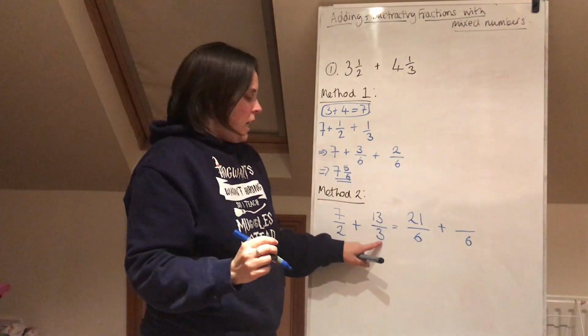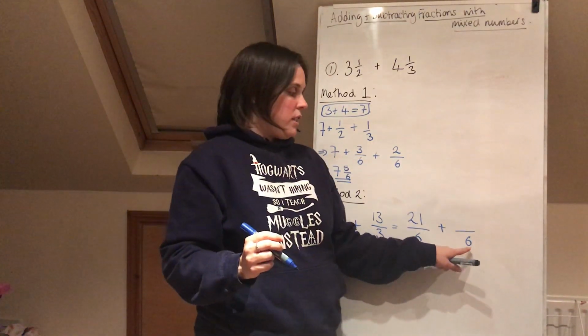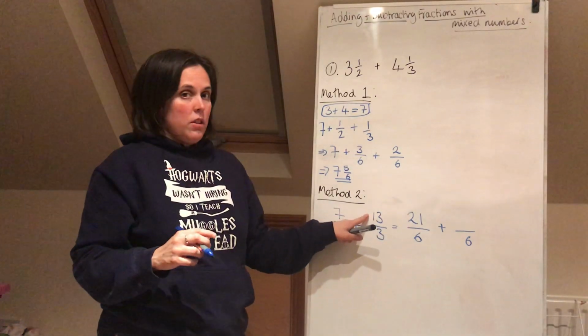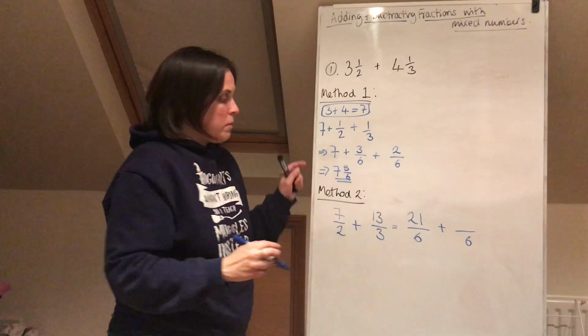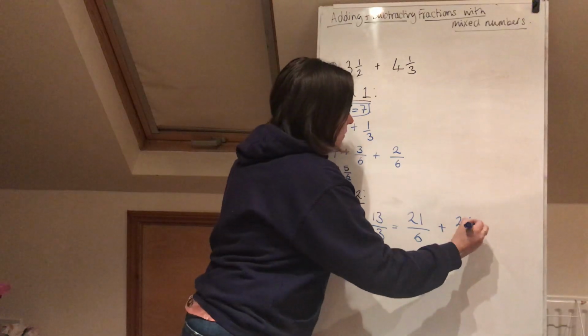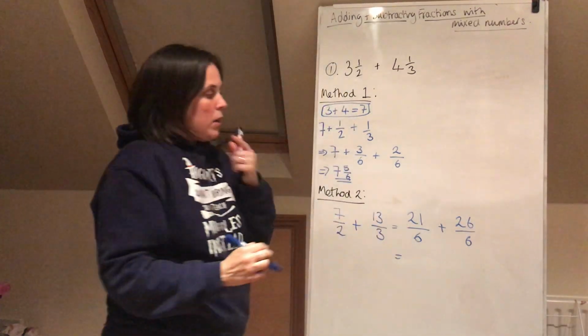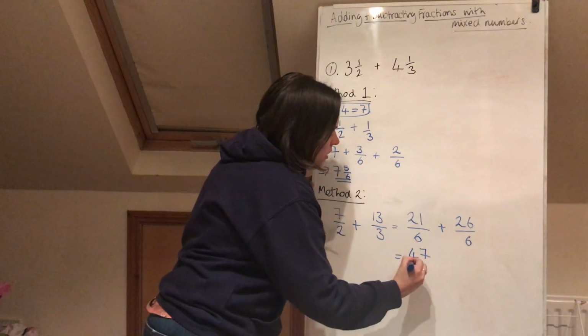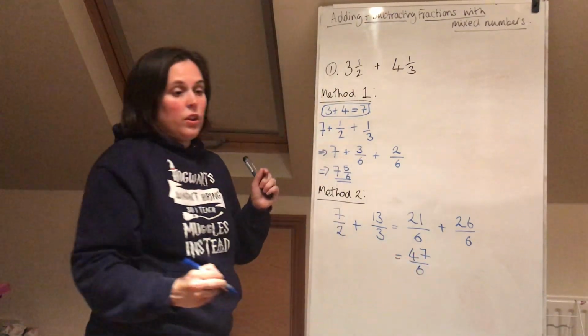On the bottom here I've got a 3. What do I do to that to give me 6? I times by 2. So I have to do the same with the 13. 13 times by 2 is 26. 21 plus 26 is 47. So I've got 47 over 6.